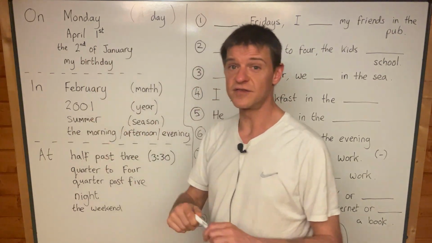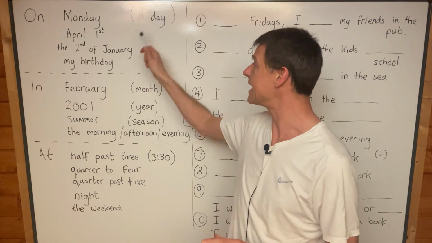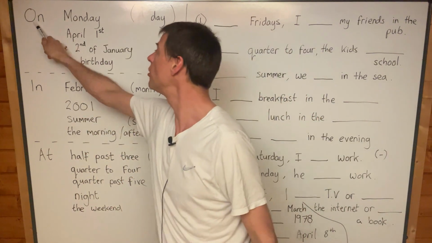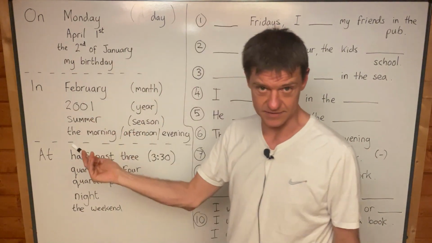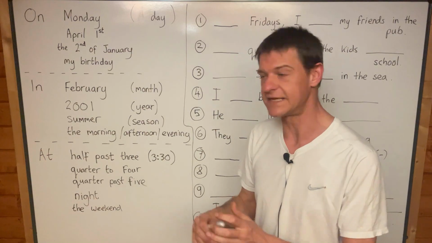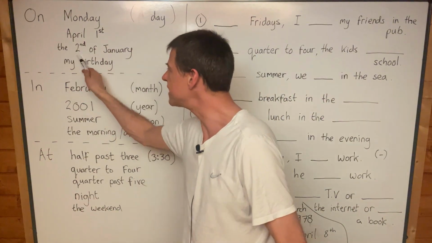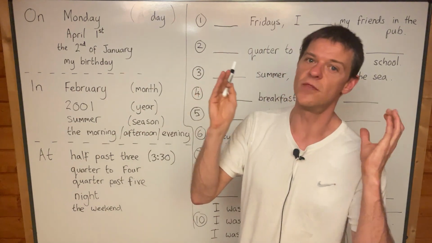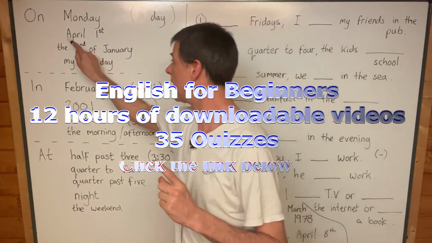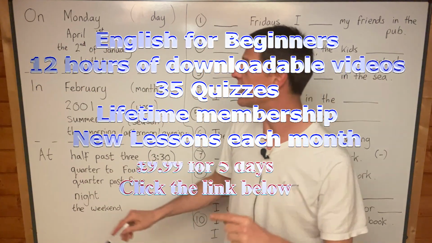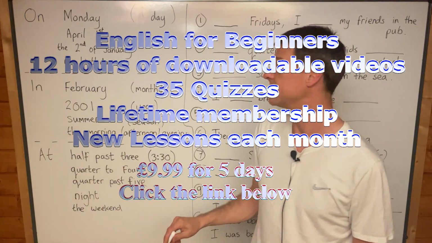April the 1st, the 1st of April, the first day of April is a day. So we say on April the 1st. We say on April the 2nd, on April the 20th, on the 25th of December, on the 2nd of January, on the 10th of February. It's one day. So we say on April the 1st, on the 2nd of January.